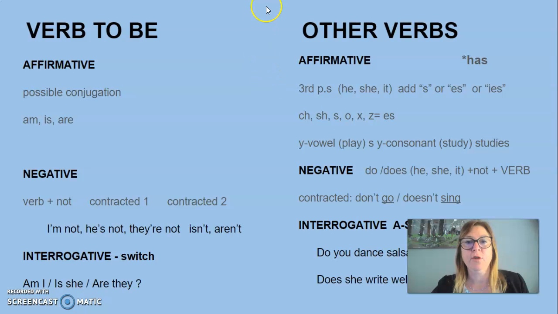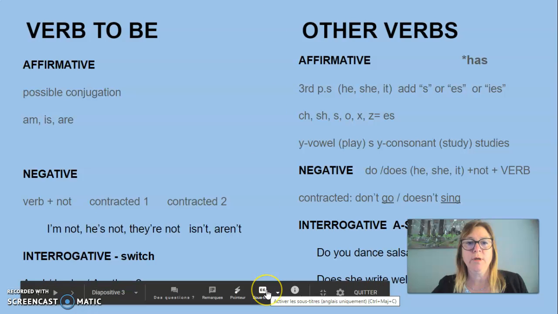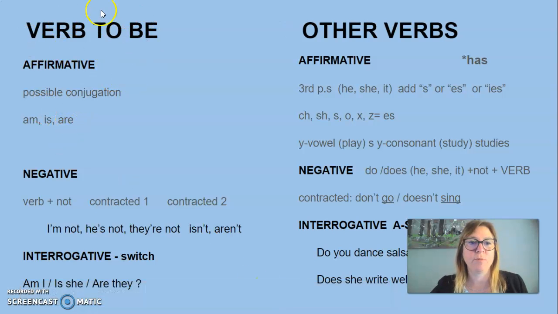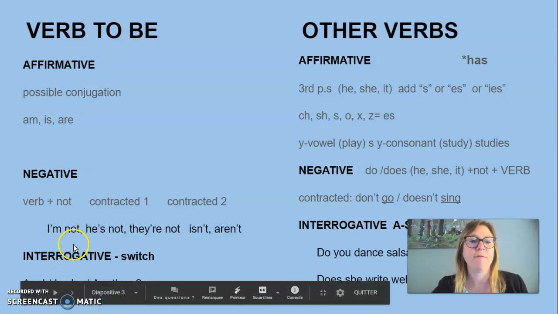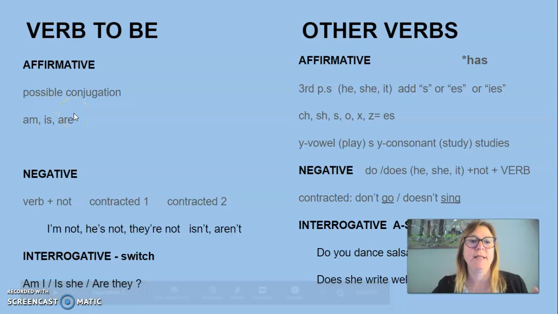Here, if you look at the screen, you could imagine two different windows. One for the use of the verb to be, and one for the use of the other verbs. It works for simple present and simple past. So you can always have affirmative, negative, and interrogative form. Remember, verb to be is an exception. It's an auxiliary verb. It's a verb that has its own difficulties.